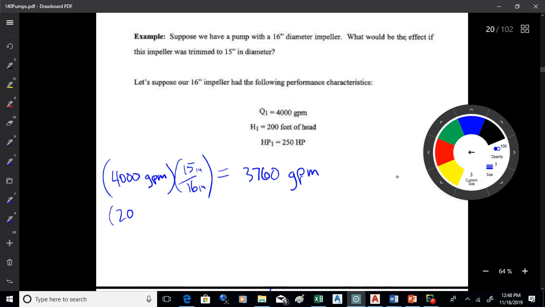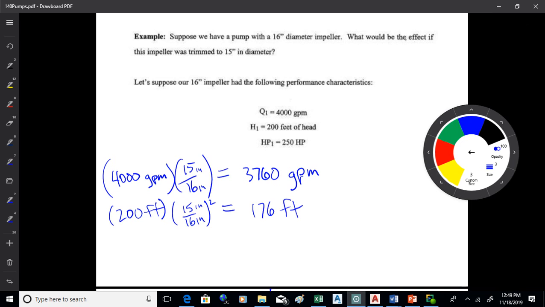If we're developing 200 feet of head with the pump, which you can convert into pressure if you want, you just multiply by 0.433, so that'd be about 86 or 87 psi with that pump. You would just take the ratio of the diameters and square it, multiply it by 200, and what you're going to get is 176 feet. So instead of 200 feet of head, you're going to get 176.